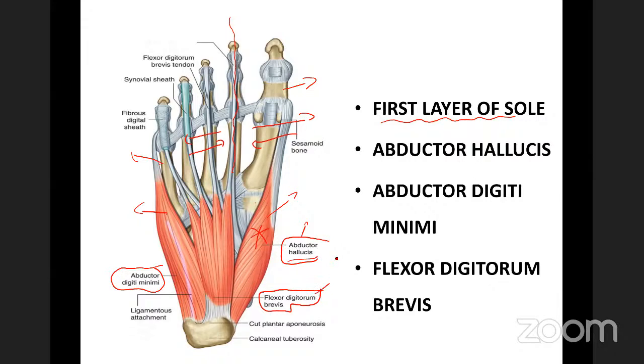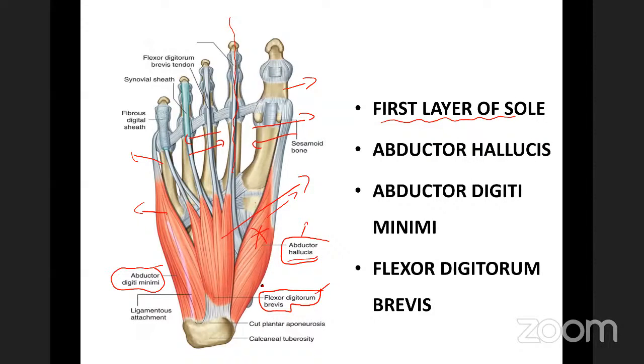Students, you remember when we were discussing the posterior compartment of the leg, what were the muscles present there? Tibialis posterior, flexor digitorum longus and flexor hallucis longus, right? We compared flexor digitorum longus to flexor digitorum profundus. Now, I will tell you what is compared to the flexor digitorum superficialis of the hand.